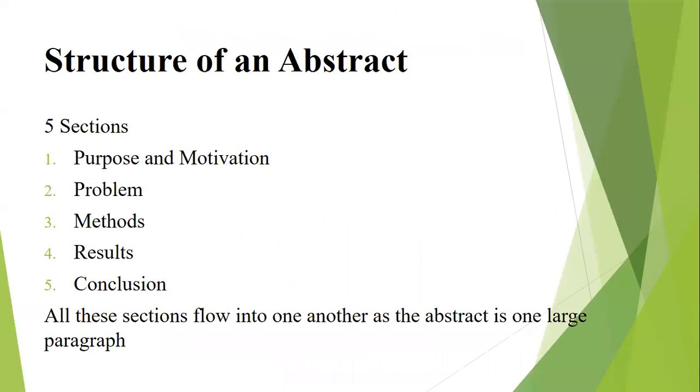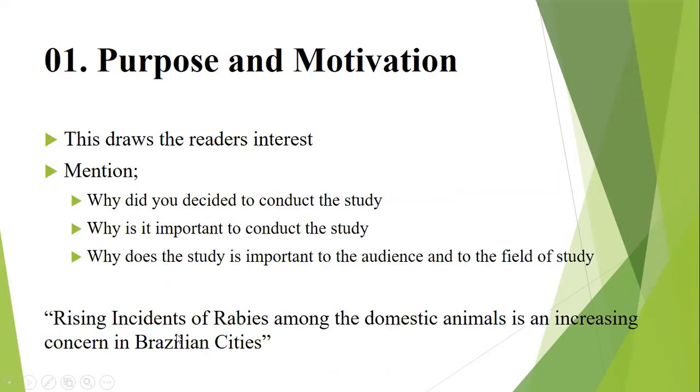When discussing the structure of an abstract, there are 5 sections that you have to include. Those are purpose and motivation, problem, methods, results, and conclusion. All these sections flow into one another as the abstract is one large paragraph. Now let's discuss those sections one by one. First one is purpose and motivation.